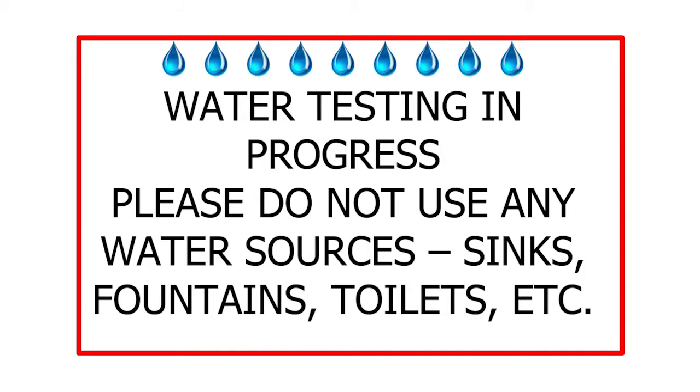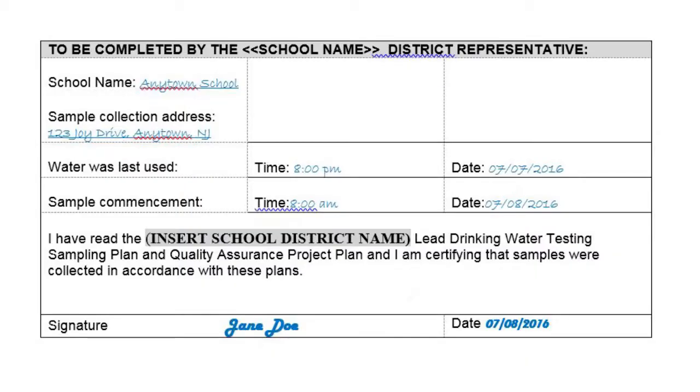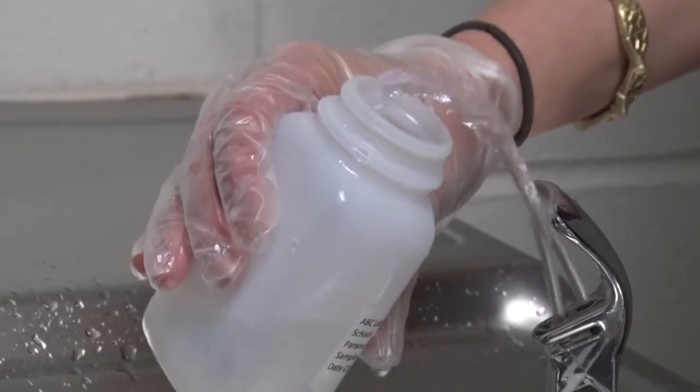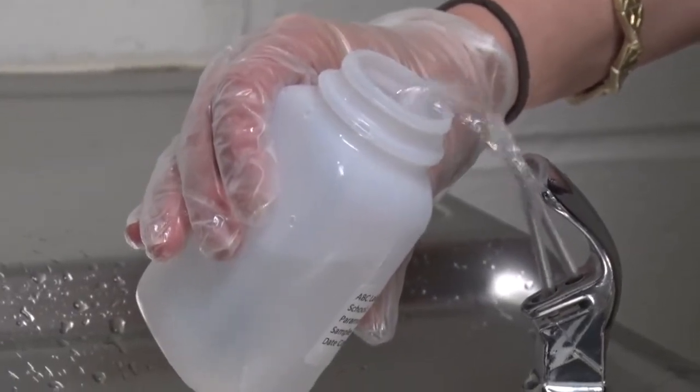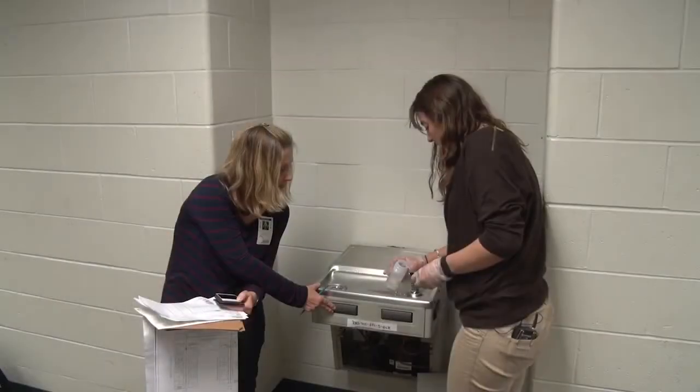The final walkthrough is conducted after the stagnation period of 8 to 48 hours is met and just prior to starting to collect water samples, to verify that no water is running and no one is inside the school besides sampling personnel. Ensure that the pre-sampling water use certification form has been completed with the stagnation period information. At this point, sampling can begin. Record the time sampling begins on the pre-sampling water use certification form.